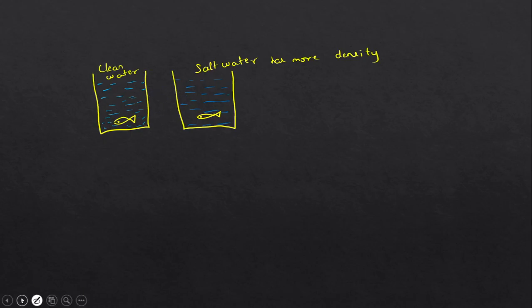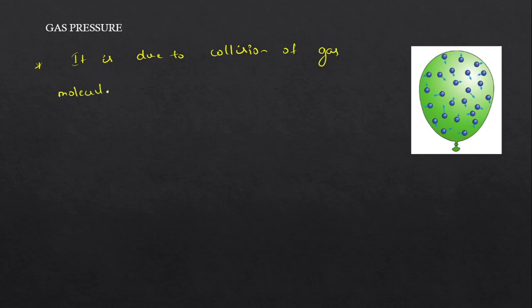Okay, that's the point. Now gas pressure, gas pressure is due to the collision of gas molecules with the walls of the container. So gas pressure, it is due to collision of gas molecules with the walls of the container.